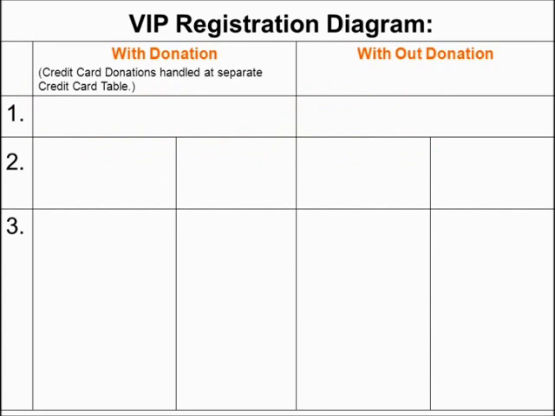VIP registration diagram. This is how your day will go if you're placed in VIP registration. Again, we're dealing with whether people are turning in money or not, and credit card donations are handled at a separate credit card table. The first step would be to welcome the VIP to WalkMS and ask them if they'd like to turn in a donation today. Remember that you will be only dealing with VIPs, so there will be less people total, but more need for customer service. So you welcome them to WalkMS and ask if they'd like to turn in a donation.